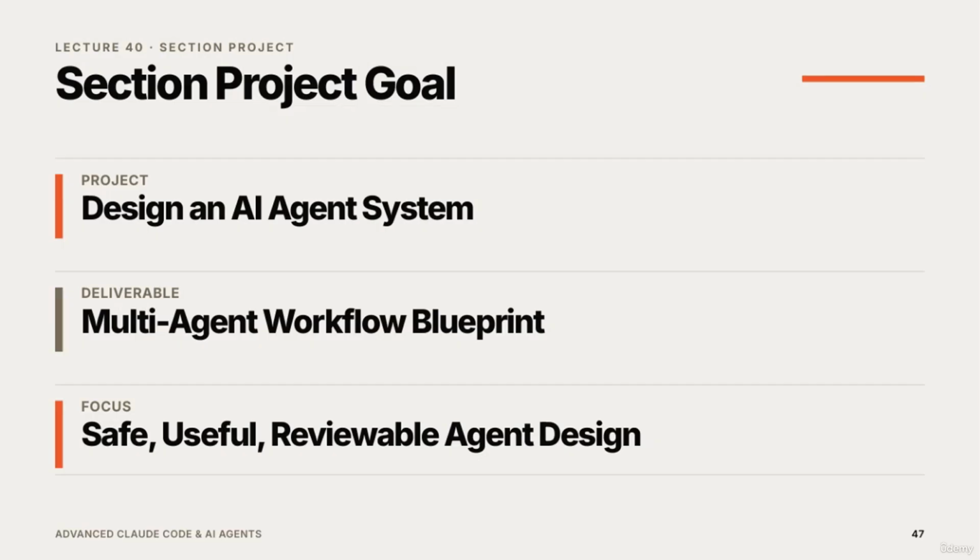The primary goal here is to design an AI agent system. This project will require you to create a detailed multi-agent workflow blueprint, which will serve as a deliverable. The emphasis is on developing agents that are safe, useful, and reviewable. This means the design should prioritize reliability and ethical considerations, while ensuring the agents perform their intended tasks effectively.